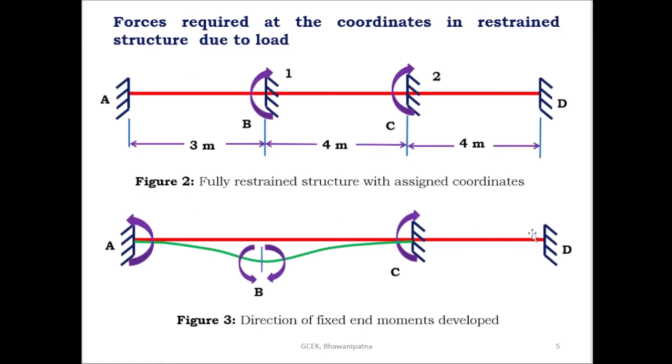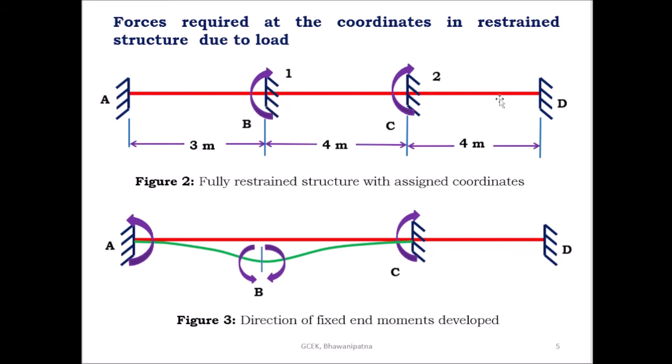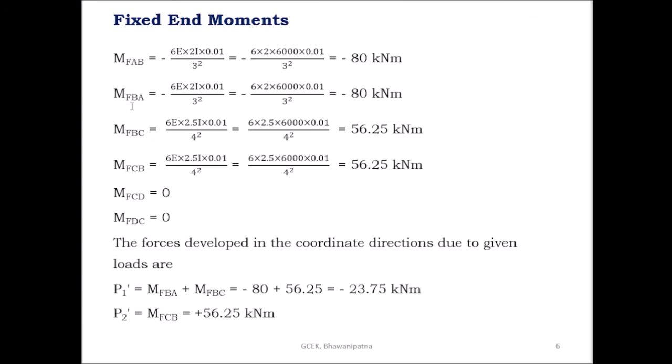And MFCD and MFDC are equal to 0. Then after getting the fixed end moments, find out the forces developed in the coordinate direction due to given loads. So here P1 dash is equal to MFBA plus MFBC and P2 dash is equal to MFCB. So find out P1 dash, MFBA plus MFBC. You know MFBA is equal to minus 80 kilonewton meter and MFBC is equal to 56.25 kilonewton meter. Then after simplification, P1 dash is equal to minus 23.75 kilonewton meter. Then P2 dash is equal to MFCB, which is equal to plus 56.25 kilonewton meter. These are the forces due to the external load.